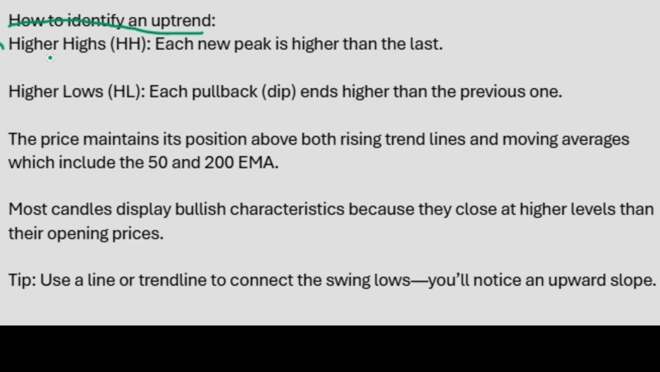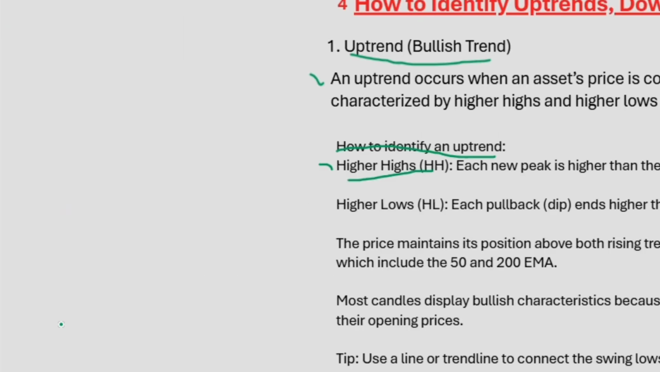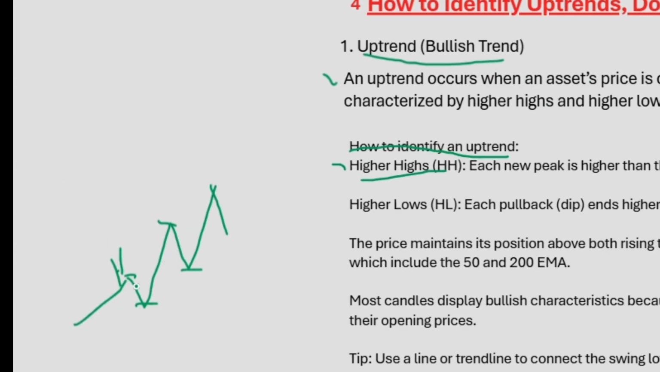Number 1, we have higher highs. Each new peak is higher than the last. What I mean by higher is this one. So price is making a higher high, higher low, higher high, higher low, higher high, higher low. This is how to identify an uptrend. This one is a higher high, HH. This one is a higher low. Then we have a higher high around here, then a higher low. Each new peak is higher than the last one. This peak is higher than this last peak.